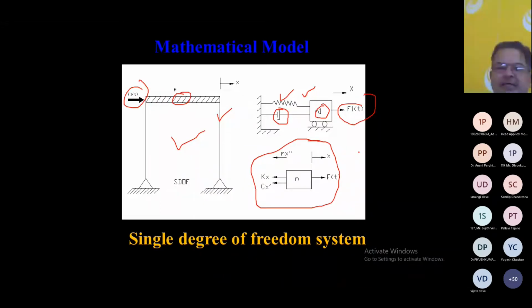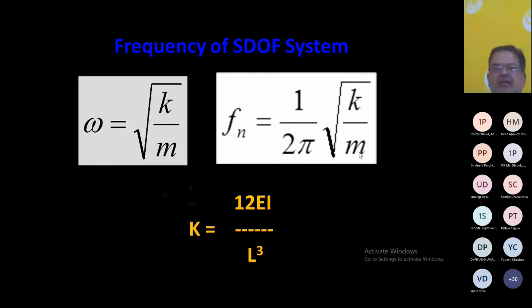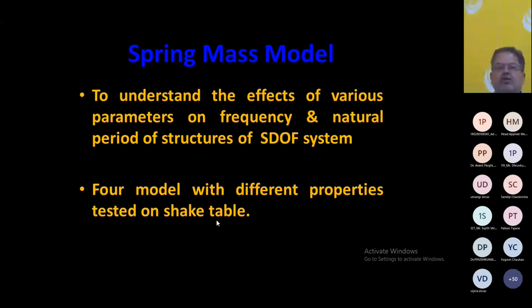So this is a single degree of freedom system, and what is the frequency? The frequency of the system is omega equals square root of k by m, or fn is 1/2 pi square root of k by m. Here the stiffness may be considered 12EI by L cube, or 3EI by L cube. It depends on the type of support condition, right?